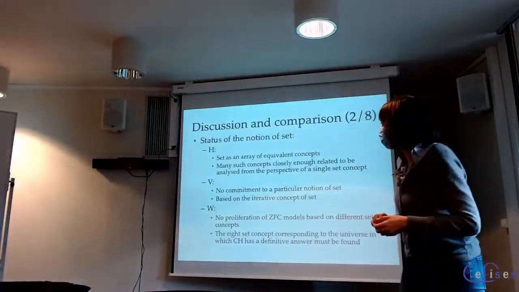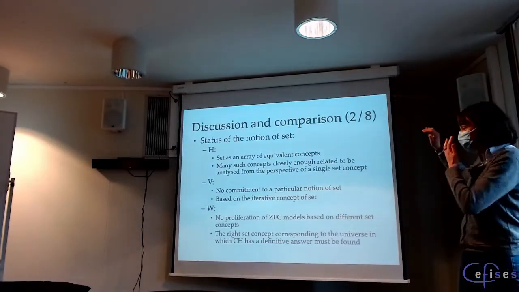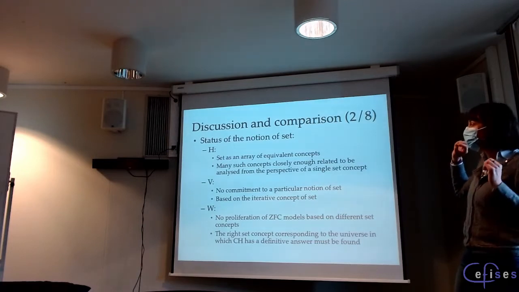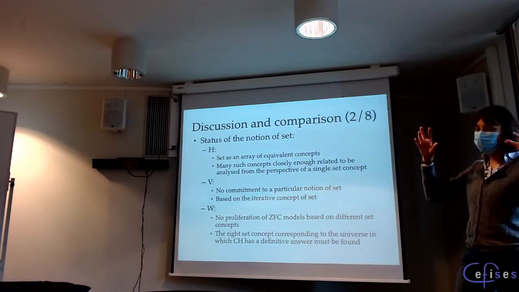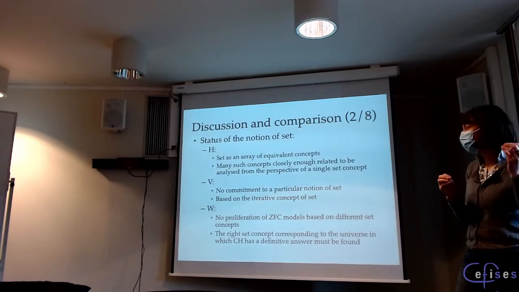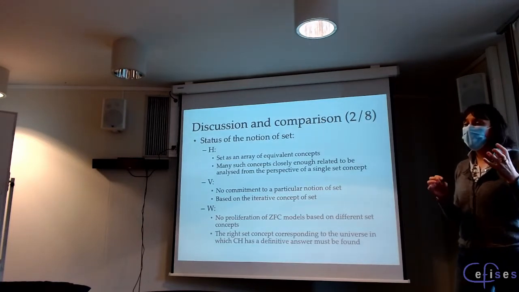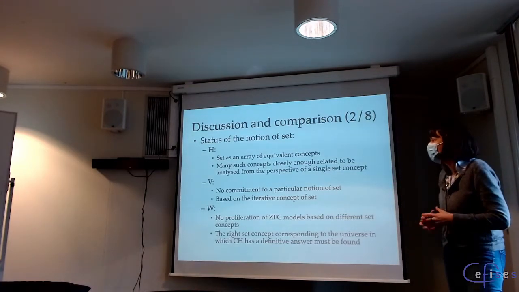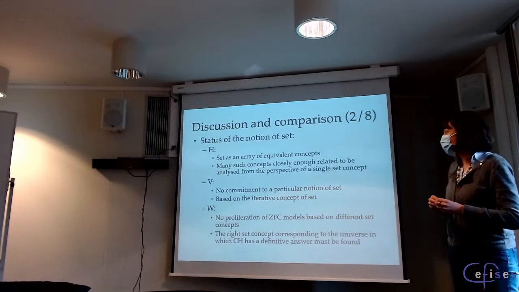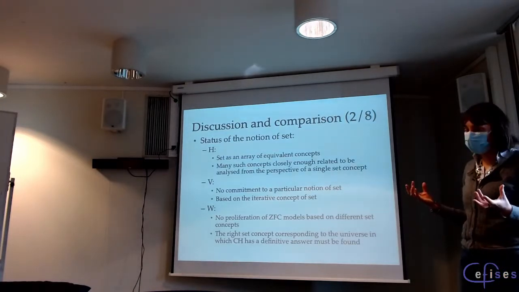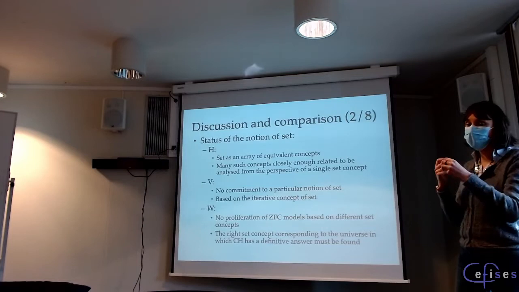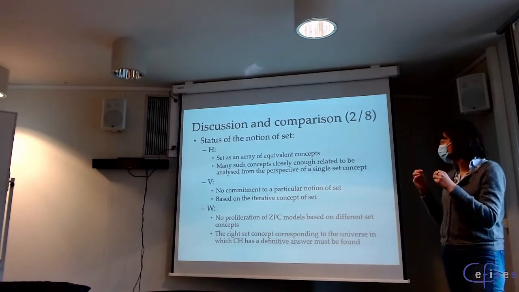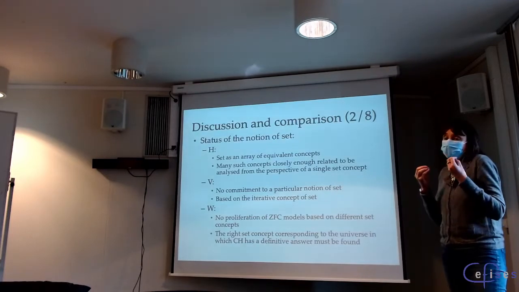So, first of all, for the notion of set, for Hamkins, there is not one definite set conception, but rather an array of equivalent set conceptions. And many such concepts are, for Hamkins, sufficiently closely related to be analyzed from the perspective of a single set conception.